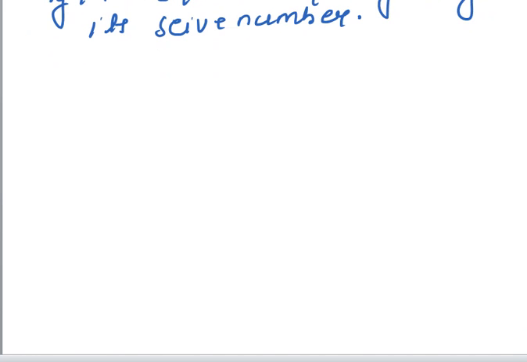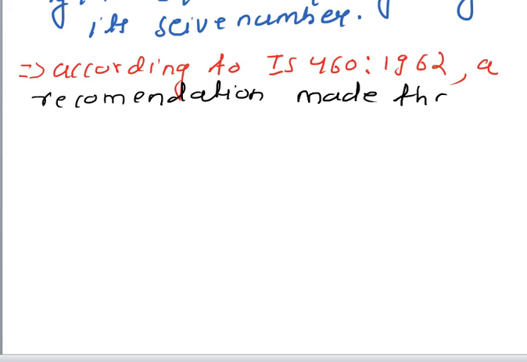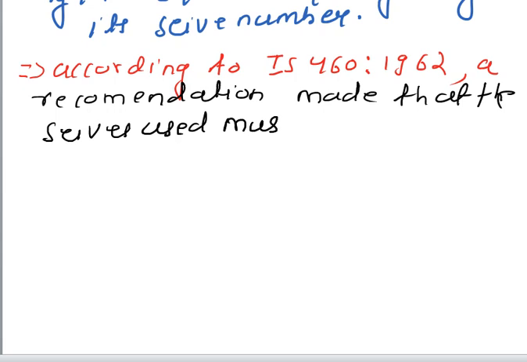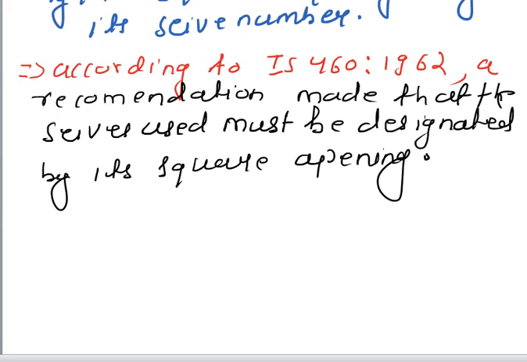So make a note here that according to IS 460 1962, this is the code for sieve, and this code made a recommendation that the sieves used must be designated by its square opening. Okay, this is the recommendation of code.